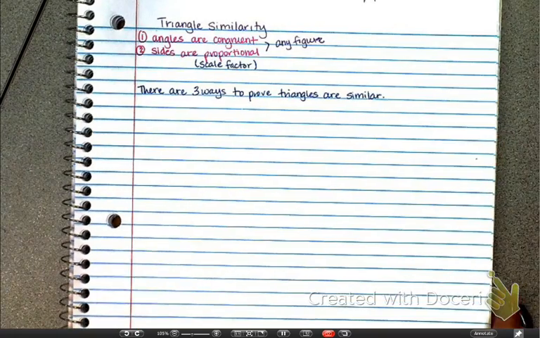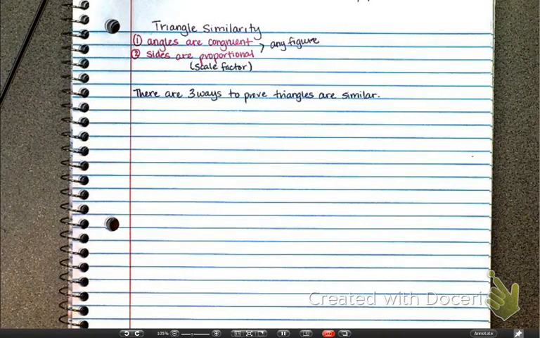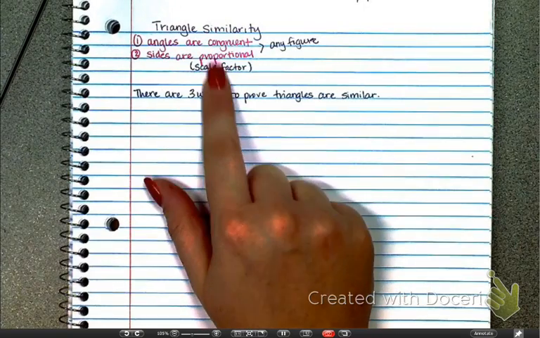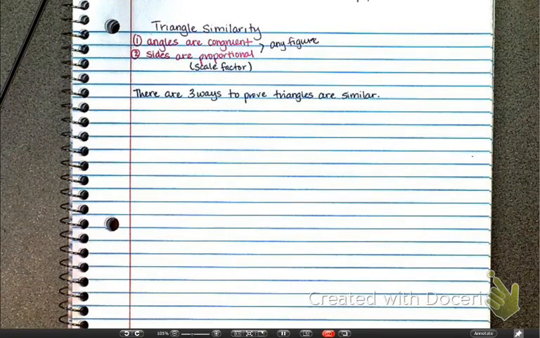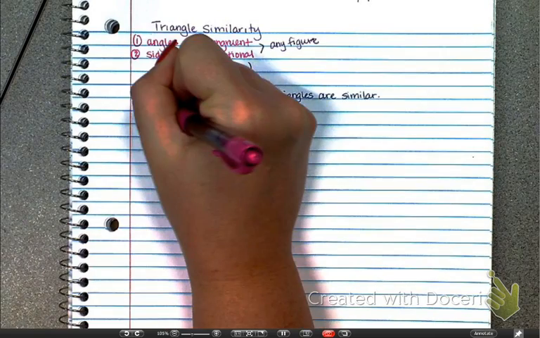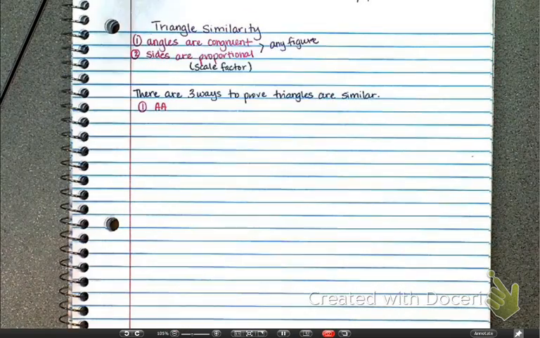This only works for triangles. If I asked you to prove if squares were similar, then you'd have to show all the angles are congruent and all the sides are proportional. If it's a triangle, we can take a shortcut. So the first one is angle, angle.